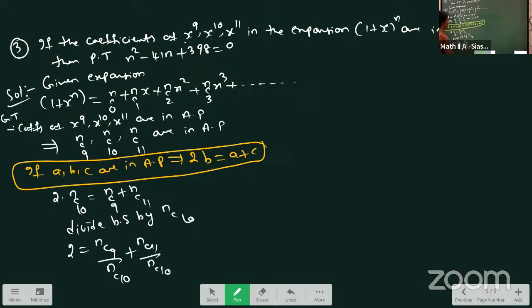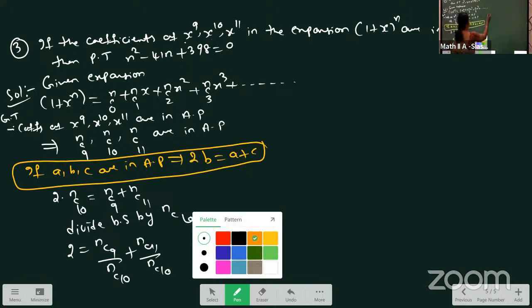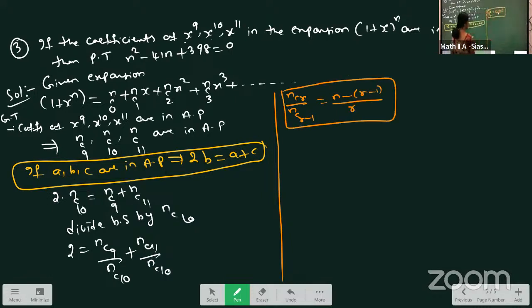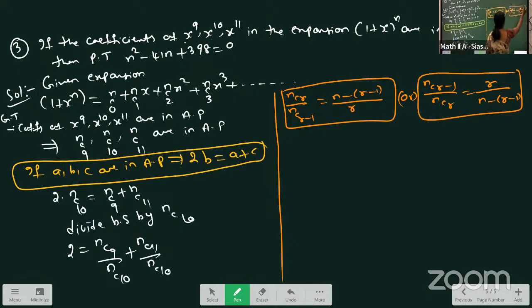Now again apply the concept. Which concept? We have this concept: NCR by NC(R minus 1) is equal to (N minus R plus 1) by R. Or you can have it like this also: NC(R minus 1) by NCR is equal to R by (N minus R plus 1). We can take it both ways here.